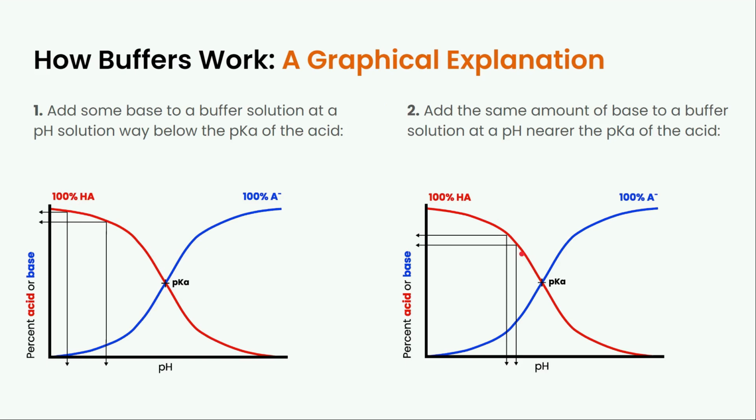If you stare at this graph for a bit, it should become apparent that as you keep adding the same amount of base, your pH change will take a minimum value at this crossover point, where the concentration of your buffer acid is equal to that of its conjugate base, A minus. Then as you go past this midpoint, the pH change per addition of base will start to increase again. As we saw earlier, this point where the percentage concentrations of buffer acid and its conjugate base are equal is the pKa of your buffer system.